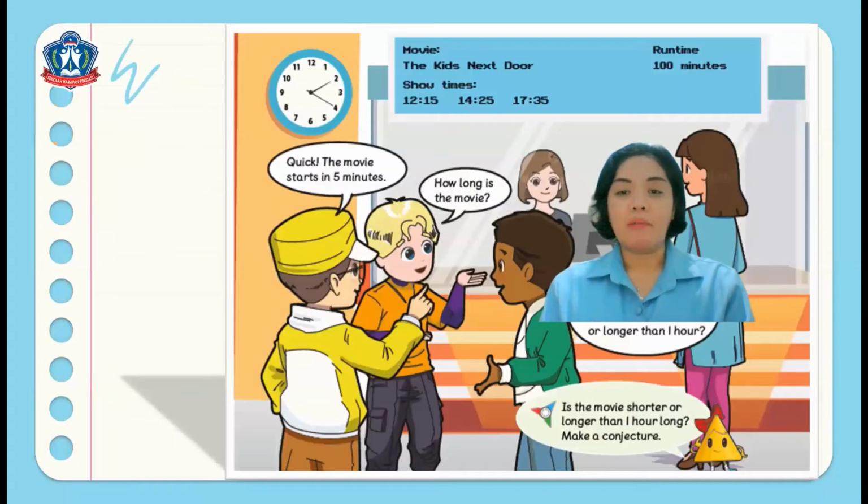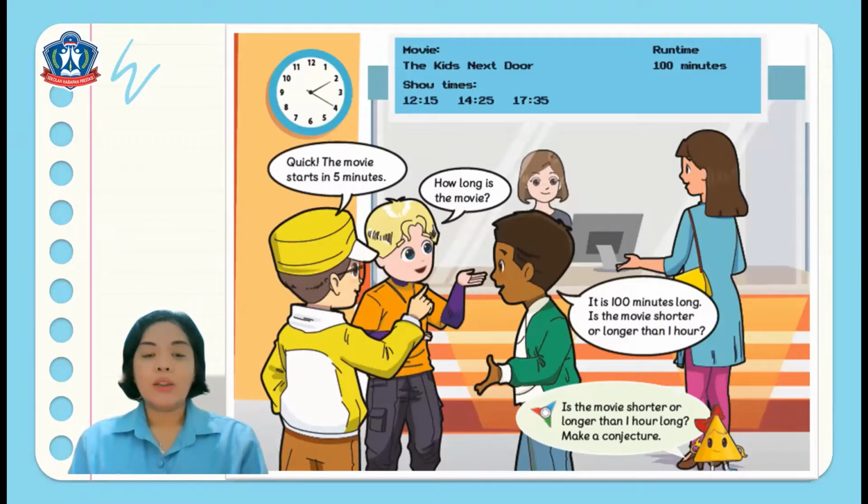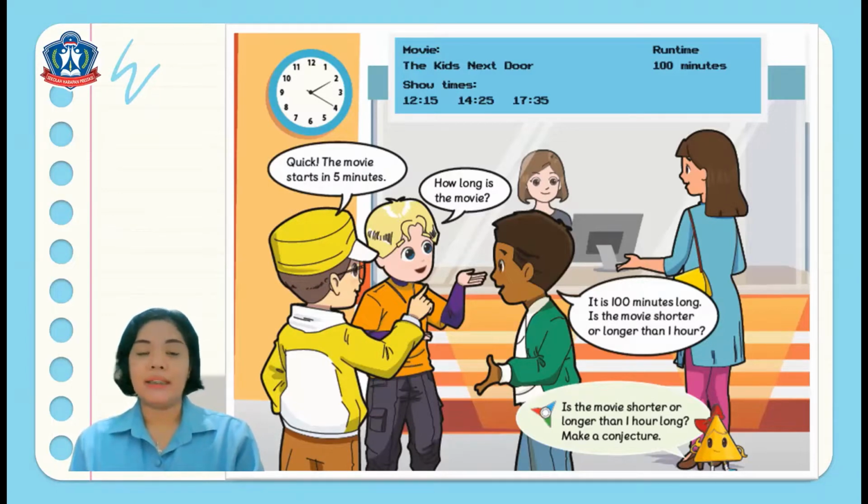I have here a picture of children. They are in a movie house. They are going to watch a movie. Look at the screen. It shows the movie, the runtime, which is 100 minutes, and it has three show times. We have 12:15, 14:25, and 17:35. So again, how long is the movie? Yes, this is 100 minutes.